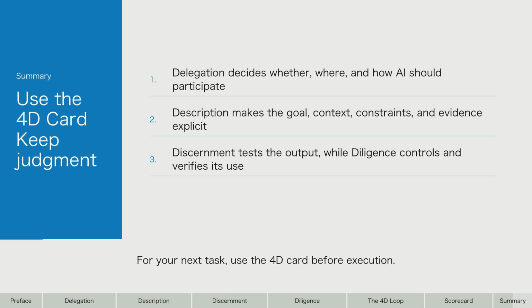For your next task, use the 4D card before execution. Repair every 0, keep the acceptance test visible, and let evidence determine whether the AI receives more authority. The models will change. The need to choose the right work, describe it clearly, judge results, and own consequences will remain. Those are the skills that make stronger AI genuinely useful.